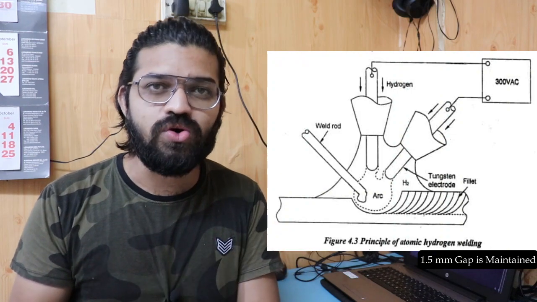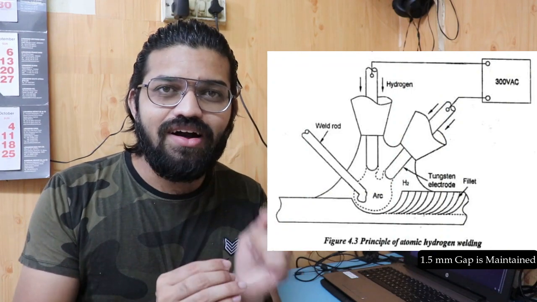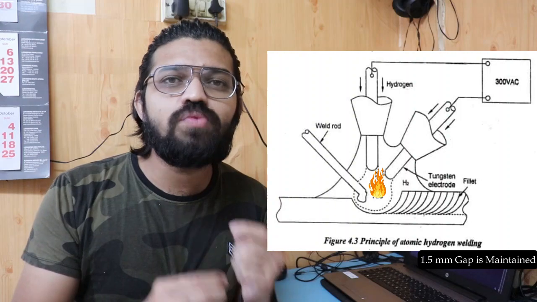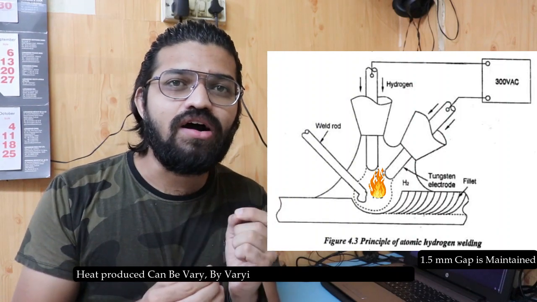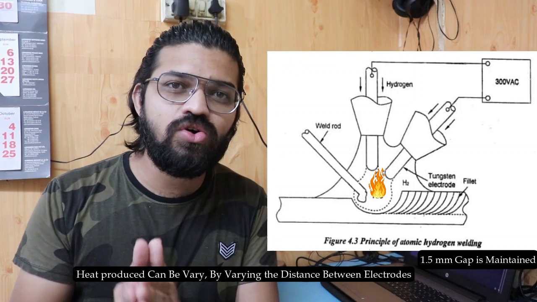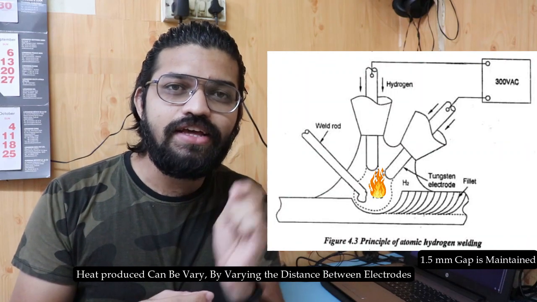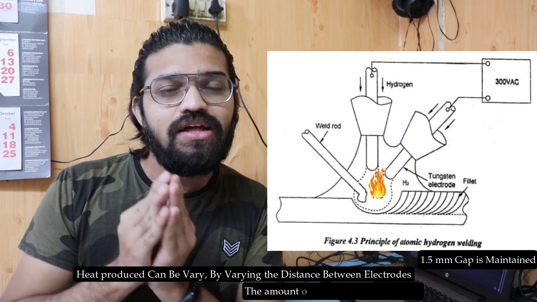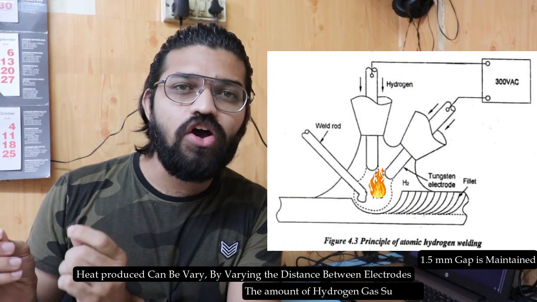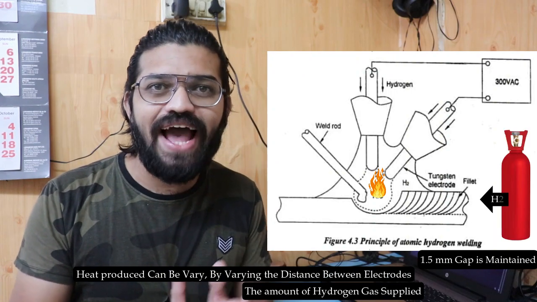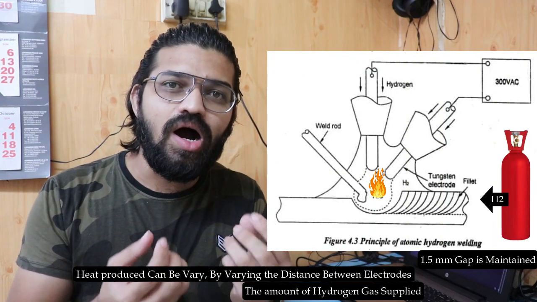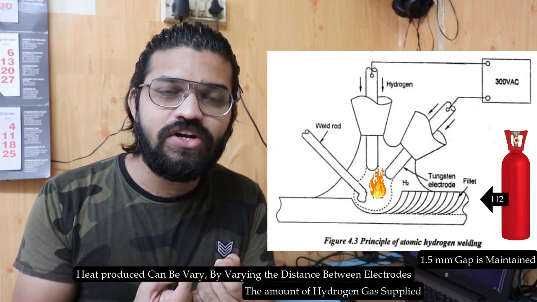A stable arc is produced between these two electrodes. As the arc gets produced, it also produces heat, and that heat can be varied by varying the distance between the two electrodes. Also, we can vary the amount of heat by varying the supply of the hydrogen gas. In this process, the hydrogen gas is continuously supplied between these two tungsten electrodes.